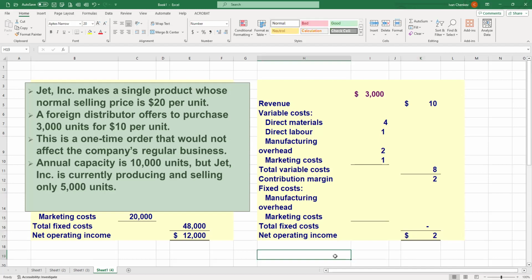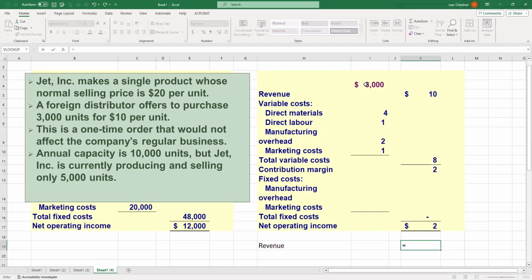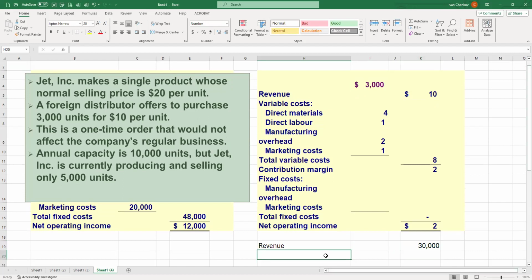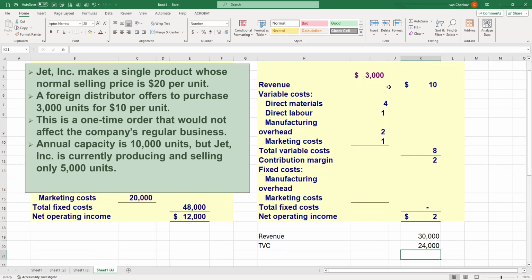So what's going to happen from this special order and special order only? My revenue is going to be equal to 3,000 times 10. I'm going to generate 30,000. My total variable cost will be 3,000 units times $8, which is 24,000.